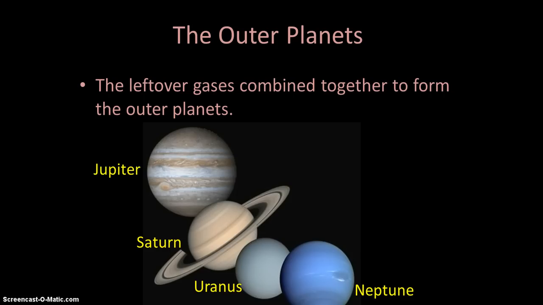Now, keep in mind that we do have gases that surround Earth, and Venus in particular. They have very thick atmospheres. So not all the gas got left behind. Some of it did stay with the inner planets to form the atmospheres. But most of the gases that were in that nebula came together to form the outer planets.